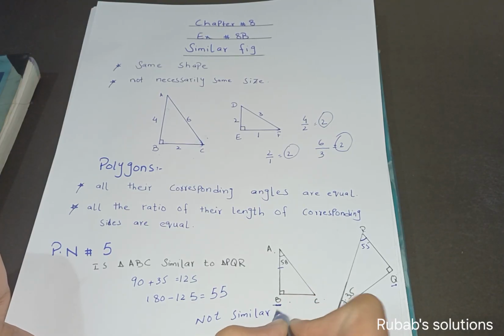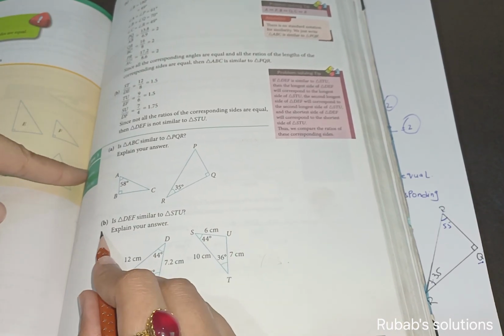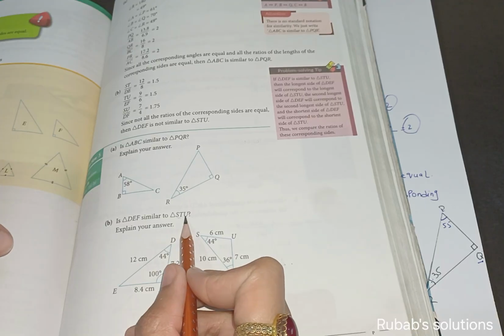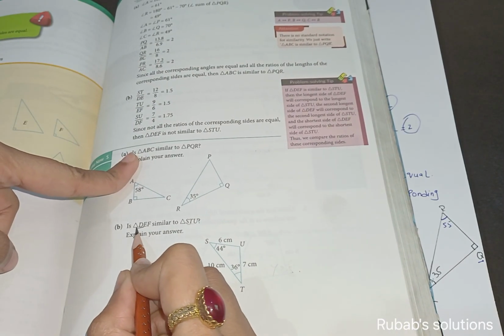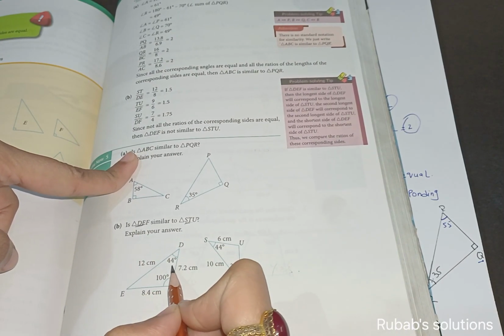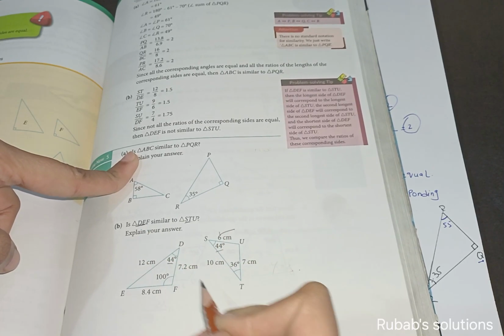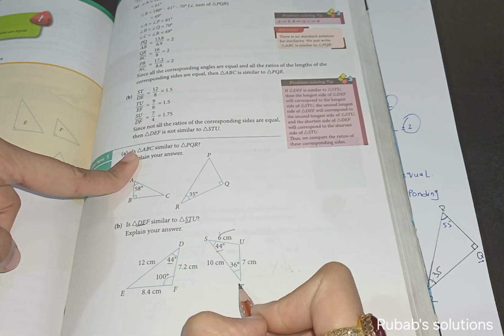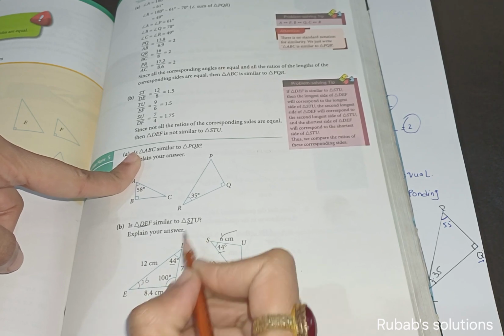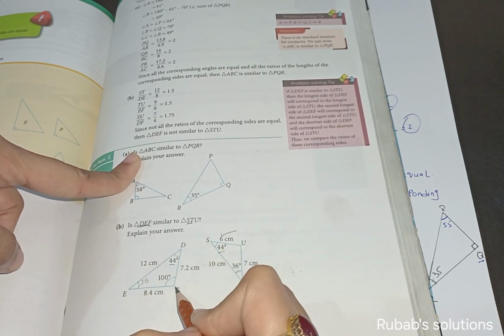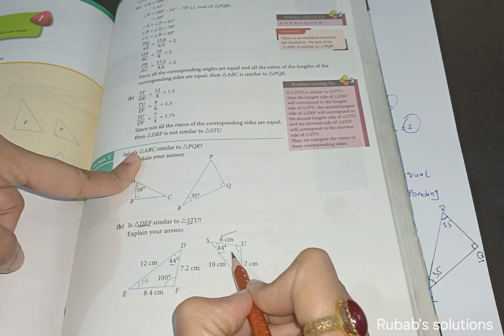Moving towards next, that is part B, DEF is similar to STU. Remember that if you find some difficulty from the figure that which is corresponding to the other one, you can go with the letter. D is corresponding to S. At a point D it is 44, so that means this one is okay. At a point E, there is a point T. At point T this is 36, so that means it should be 36. And the next one is F, and at point F this is U, that means this should be 100.